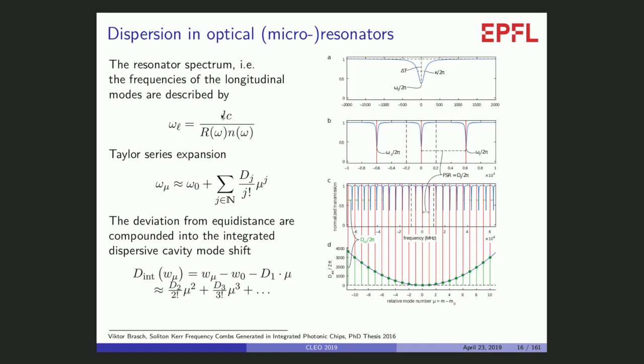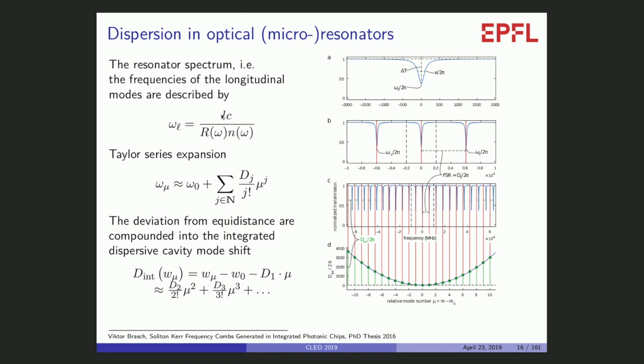And what you can do now is you can expand the frequencies around that central mode in a Taylor series. So if you had a perfectly equidistant grid of frequencies, the first term in a Taylor series would be the so-called D1 coefficient. So D1 is nothing else than separation of adjacent resonances. And we give that a name, we call it the free spectral range.